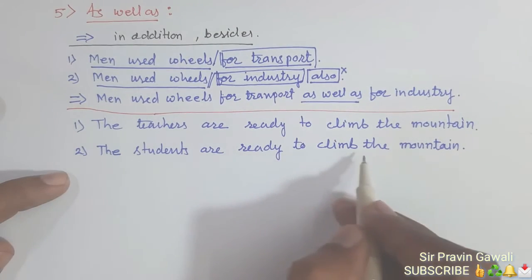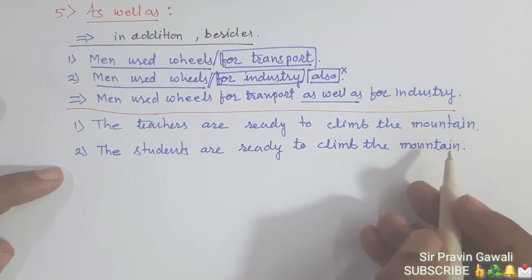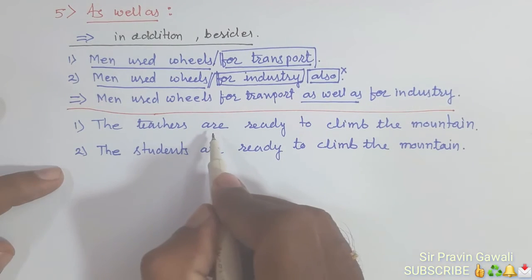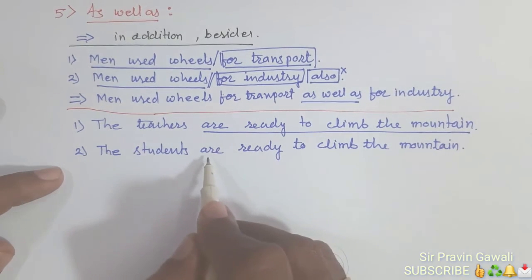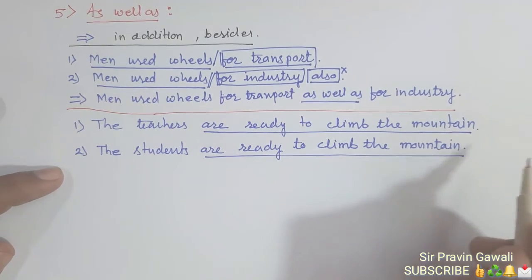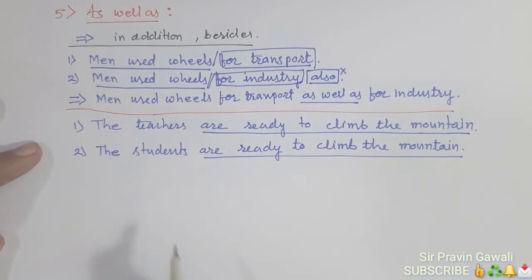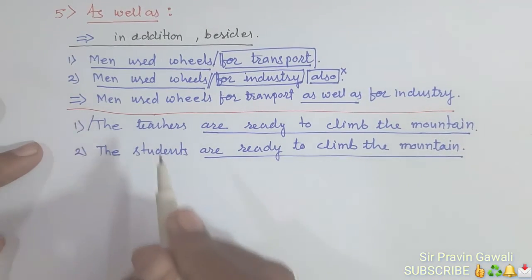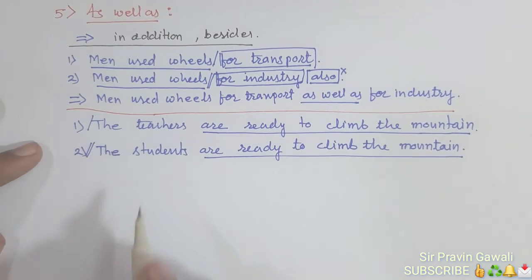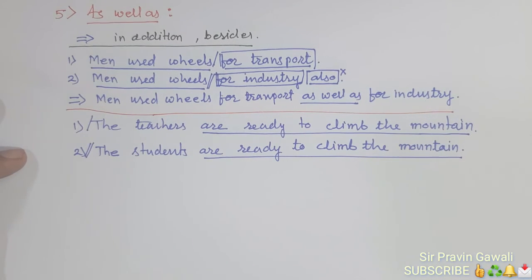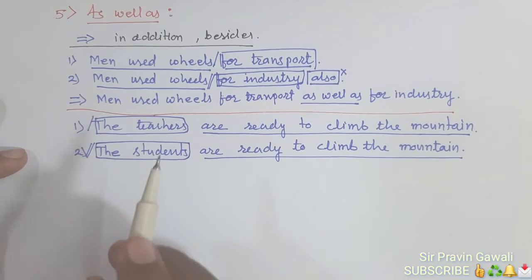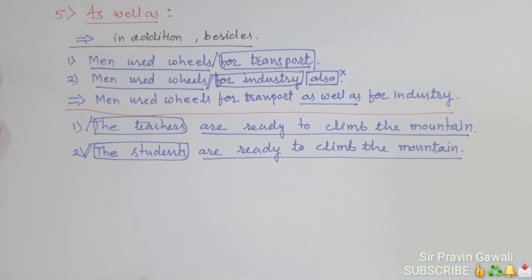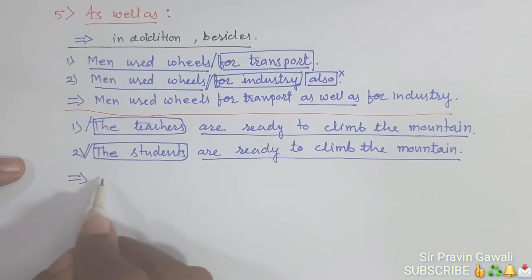The teachers are ready to climb the mountain. The students are ready to climb the mountain. First of all, we will mark the similar part of the sentence. Are ready to climb the mountain is the similar part of the sentence. And the different part of the sentence is the first one, the teachers, and the second one is the students. Okay, and we need to write as well as in between the different parts of the sentences. Okay, learn it in between the two different parts. Okay, so the construction will be like this.